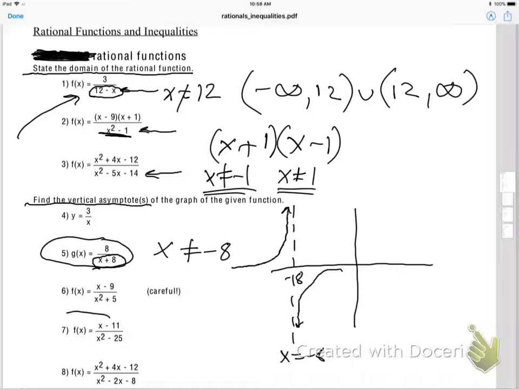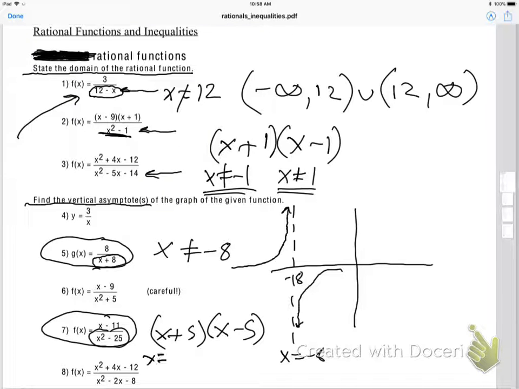And again, if you have to factor something, look at this, the denominator will factor into x plus 5, x minus 5. In other words, x cannot be negative 5, and x cannot be positive 5. So again, on a piece of graph paper, I would draw dotted lines at x equals 5 and at x equals negative 5. Those are the vertical asymptotes.